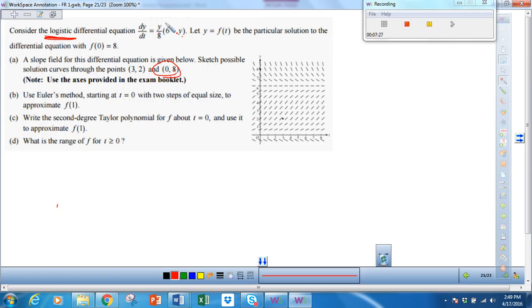So that means that it started above its carrying capacity and then it began to decrease. So the range goes from 6 to 8. And that's the range because it's logistic. Okie dokie. I think that was number 4 from your free response afternoon.